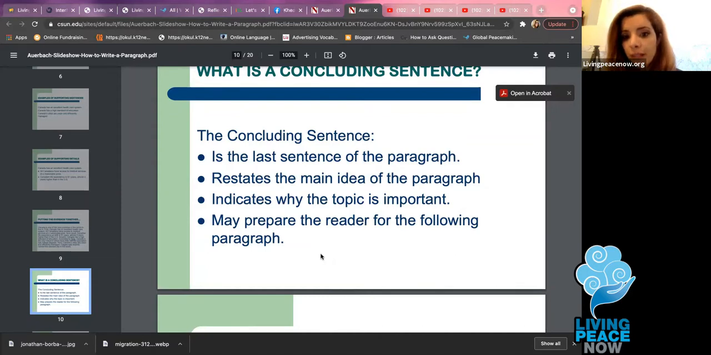So what does it do? It is the general conclusion of the paragraph. It restates, or says, the main idea in a different way. This is what restating is, saying in a different way.